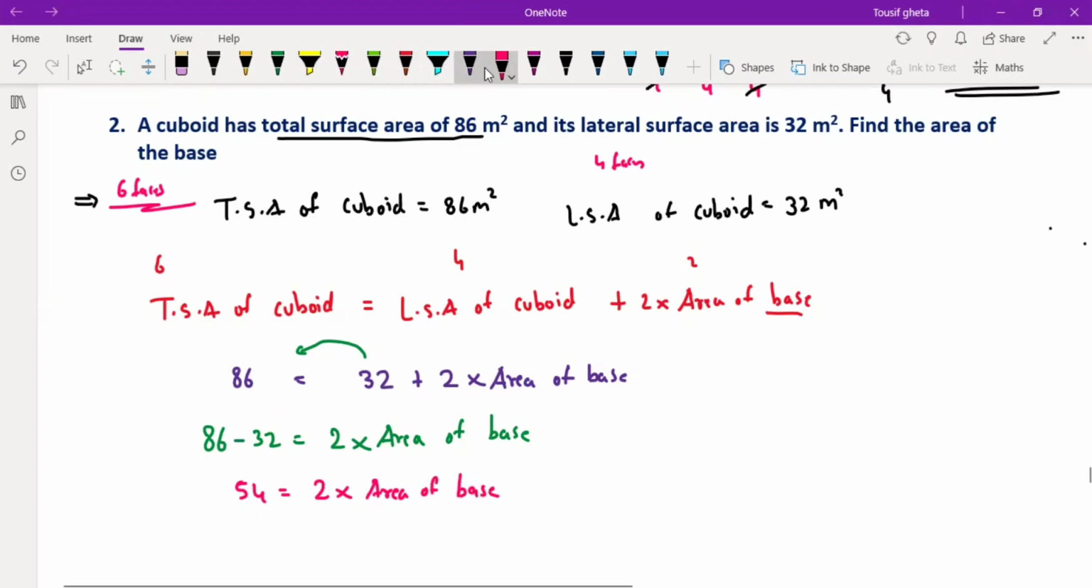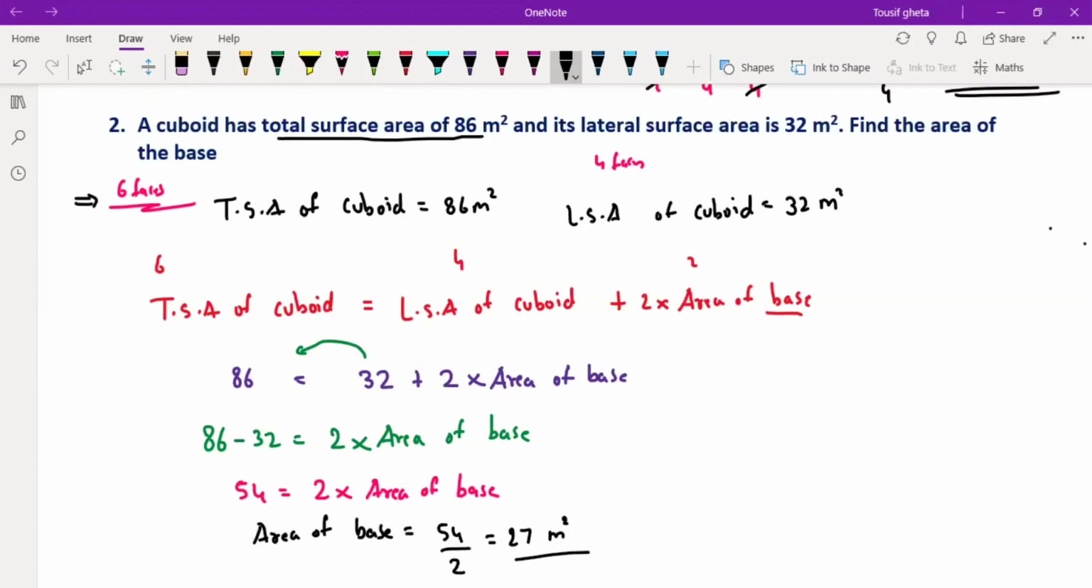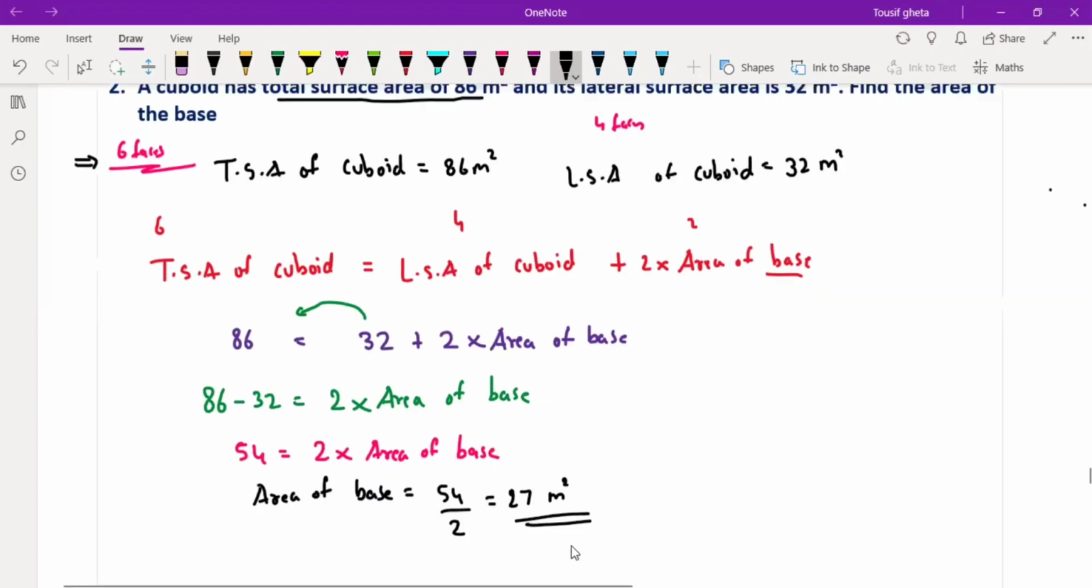We now just cross multiply. So the area of the base is equal to 54 by 2. Divide it. What value are you going to get? 27 meters square. That is the area. So the unit of area is going to be in the form of a square. And that is the value of the area of the base, that is 27 meters square. That's it for the second solution. Let us go with the third one.